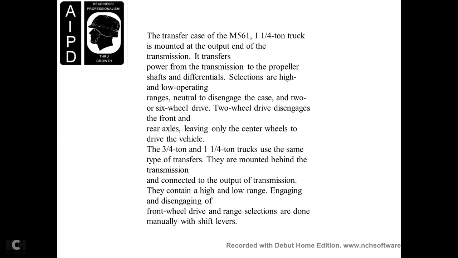The transfer case on the M56 and the 1 and 1/4 ton truck is mounted at the output end of the transmission and transfers power through the propeller shaft to the differential. It offers selection of higher and lower operating ranges, with a neutral range to disengage the cases, giving 2 and 6 wheel drive. In 2 wheel drive, it disengages the front and rear axle, leaving only the center wheel to drive the vehicle.